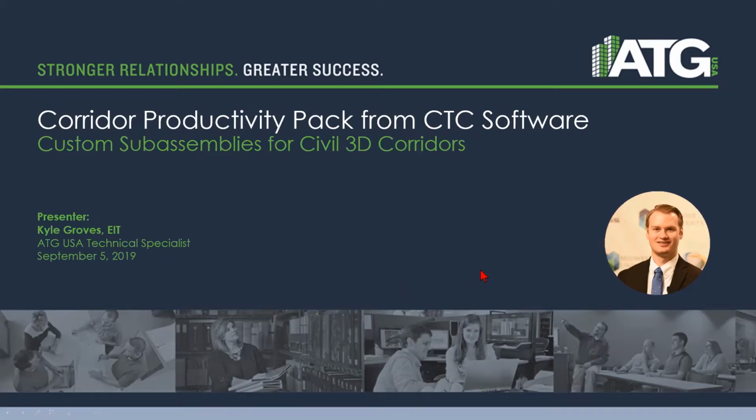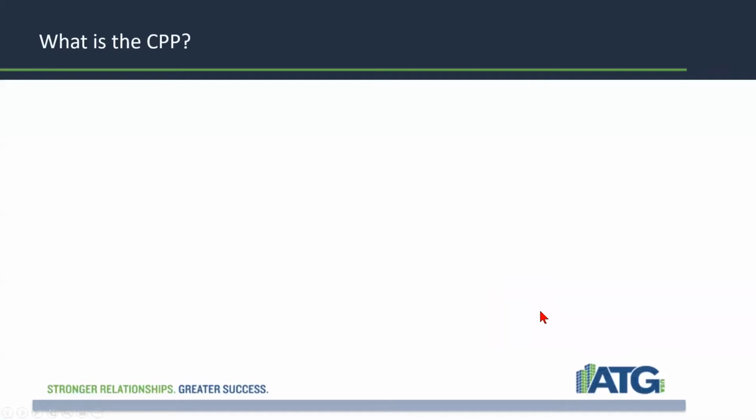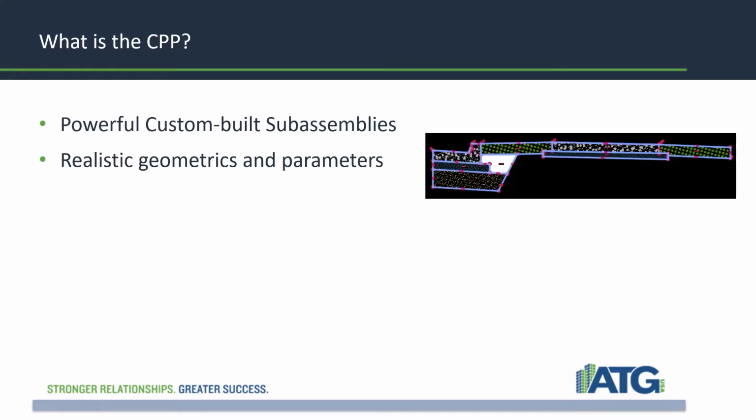First off, let's go ahead and talk about what exactly this Corridor Productivity Pack is. Well, they're powerful, custom-built subassemblies that CTC put together inside the Autodesk add-on software Subassembly Composer that comes with Civil 3D. What CTC was trying to solve by creating these was to create realistic geometries and realistic parameters and give users the ability to control them in an intuitive and flexible way.